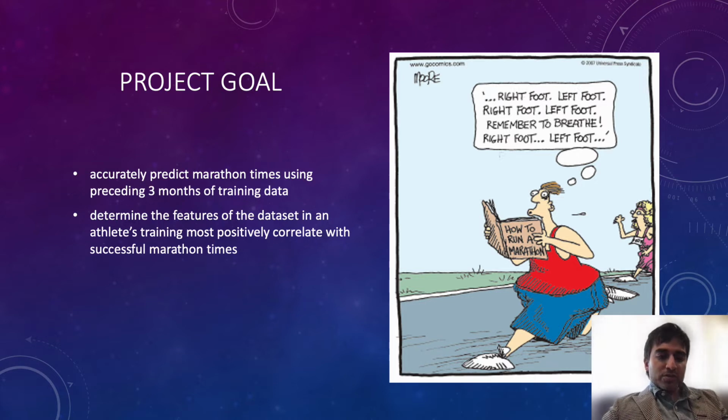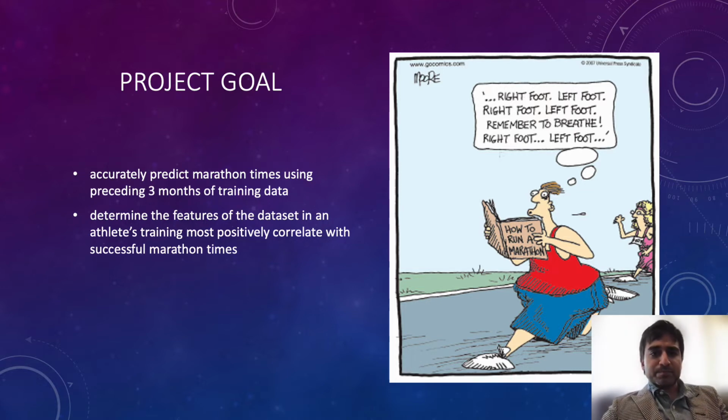Number one, I wanted to be able to predict a marathon time for an athlete based on 3 months of their previous training runs that they had uploaded to Strava. And number two, I wanted to determine which features of this data set were most positively correlated with a successful marathon time. For instance, what is more important, a faster training speed, longer training runs, or maybe the elevation delta is most important. I'd like to know.